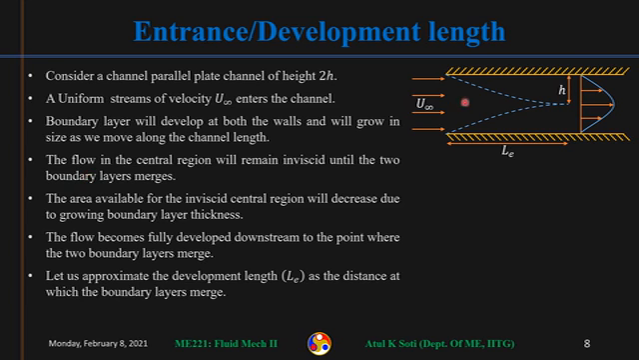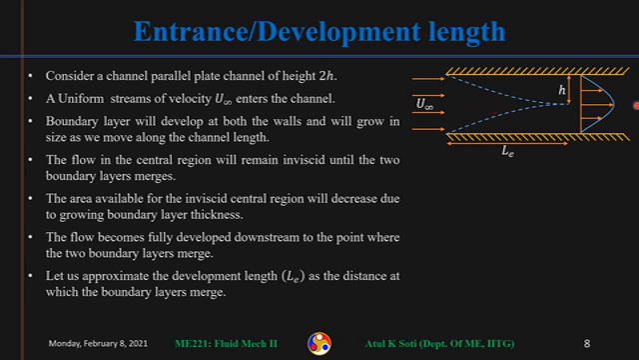However, in this region, the fluid will not feel any effect of the wall. Why? Because all the effects are restricted to the boundary layer region. Whatever viscous effects are there are present here only. So there will be no viscous effects felt by the free stream in this region. There will be other kinds of effects because the area is changing, but no viscous effects. So the central region will remain inviscid, right, in the starting of the entrance.